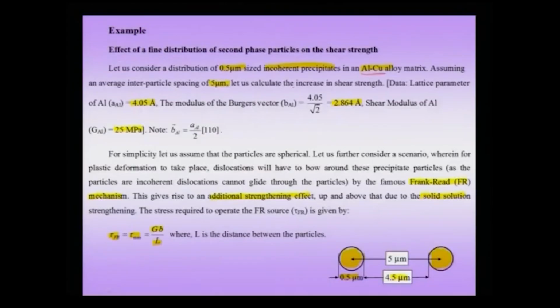Now, if I look at this formula, it tells me that L is sitting in the denominator. So, how do I increase my strength? Either I have a material with a larger value of b, a larger value of G, which are not under our control because we have considered a certain specific system. The second possibility is to actually have a smaller value of L.